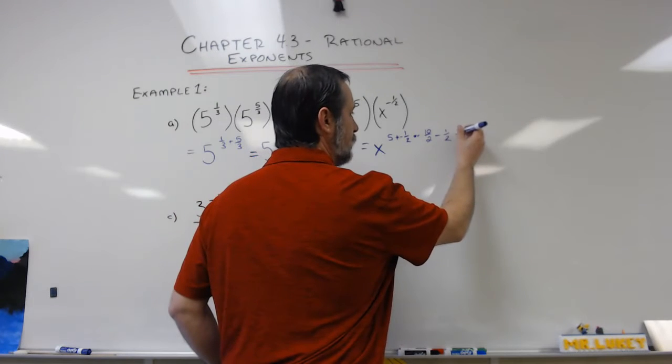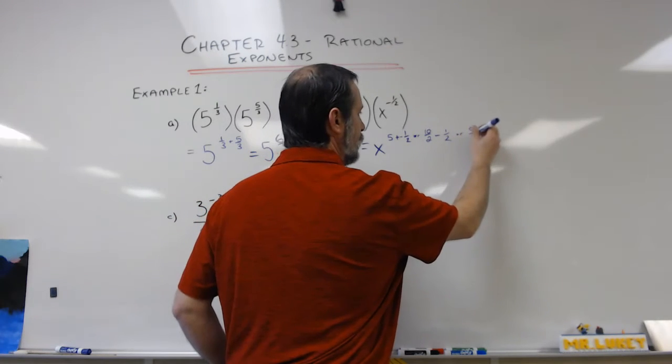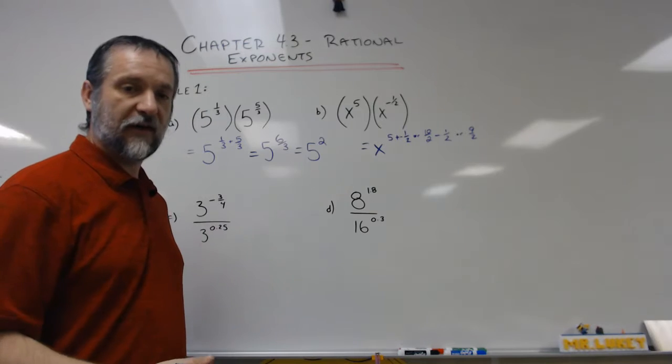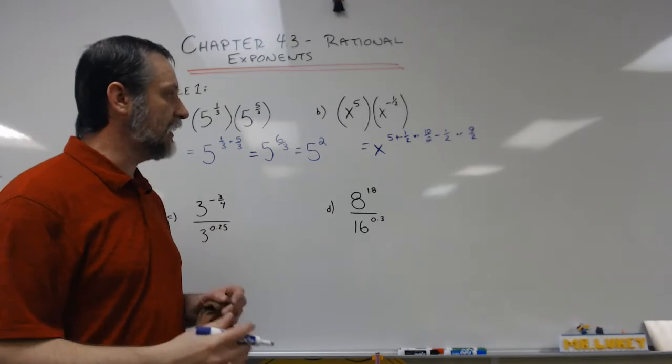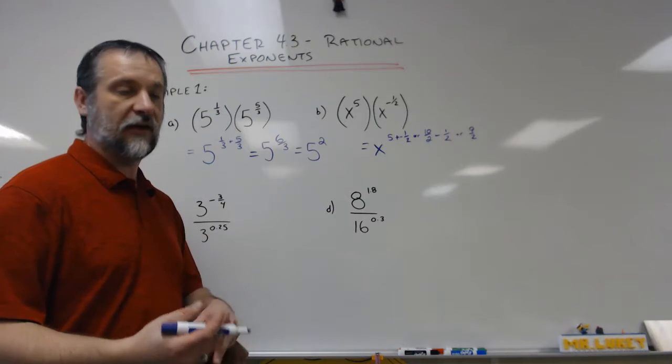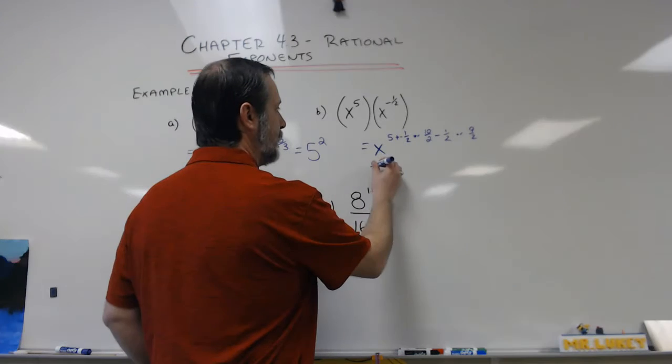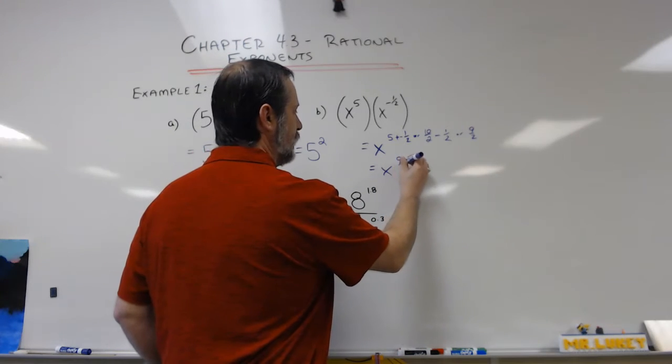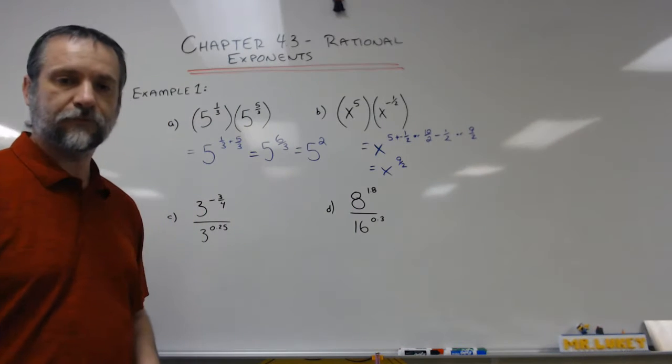That's as simplified as it can go. We can't lower the values by the same amount anymore. And I'm going to leave it as an improper fraction. So my final answer would just be x to the power of 9/2.